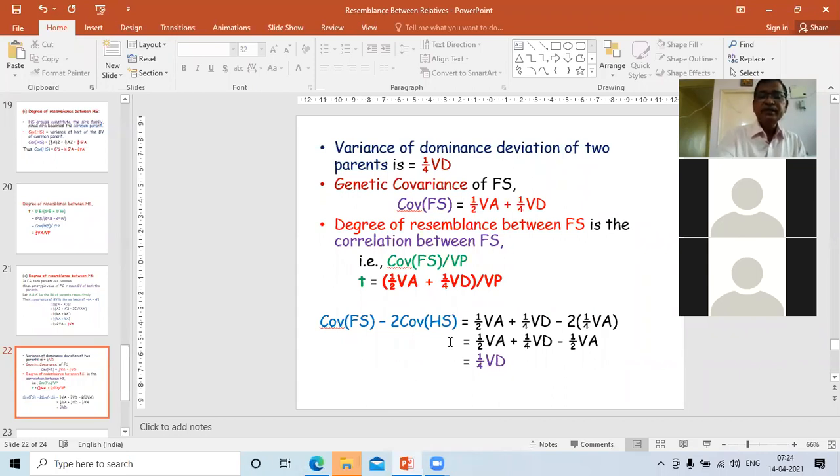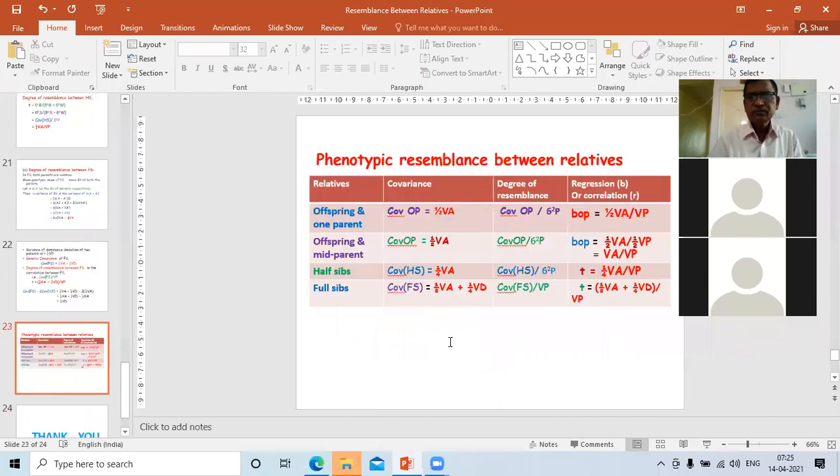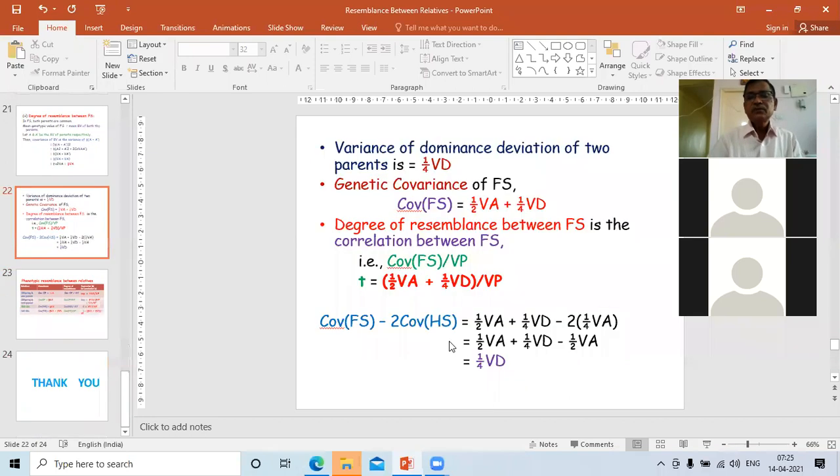Along with the half VA, that's why the interclass correlation T will be equal to half VA plus 1/4 VD by VP. So the variance of dominance deviations of two parents is 1/4 VD, because both parents are common. That's why there will be some dominance effect of the genes between both parents among the progeny. So that dominance part is to be taken care of, and it is estimated as 1/4 VD.